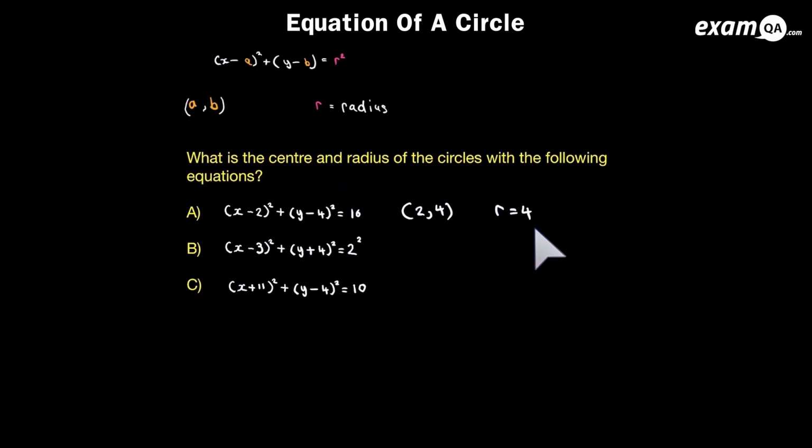And the next one, now it's not quite in the format because we have a plus 4 there. So that means b must have been minus 4 to make it a plus 4. So the center will be (3, minus 4), and you just have to be careful with those ones. And it's equal to 2 squared, so the radius must be 2 here.